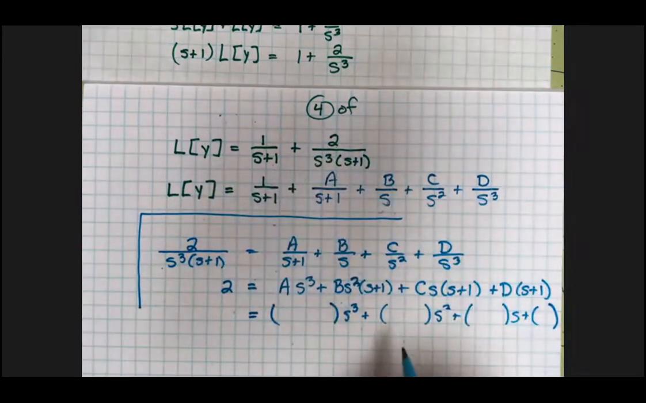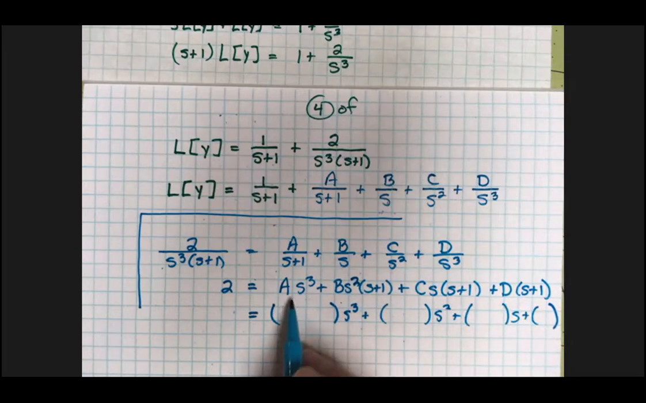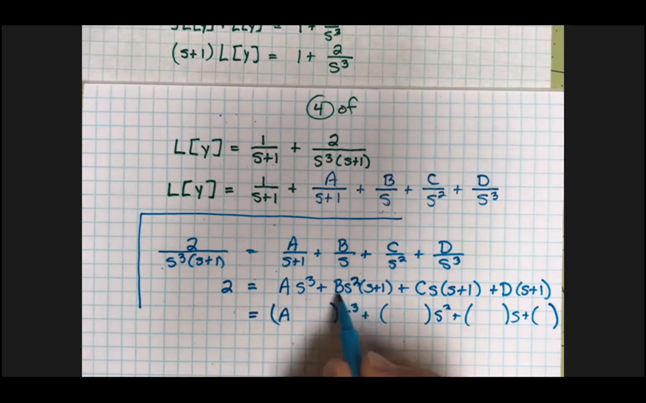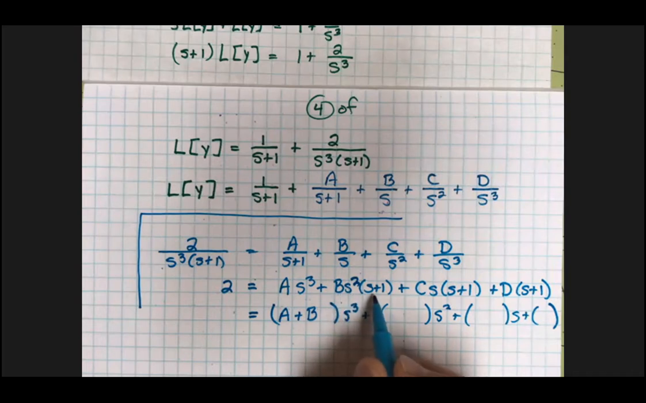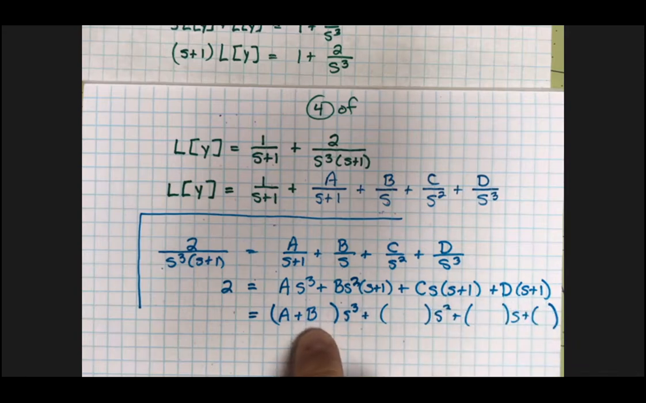So let's do it, because this is not too messy. It's not hard to do. How many s cubes do I have? Let's scan. I have A s cubed. Here I will produce a B s cubed. I'm just scanning from left to right, from highest power to lowest power. I also produce a B s squared, but that's the next time. s cubes in here? Nope. s cubes in here? Nope. I'm done. Those are the s cubes.